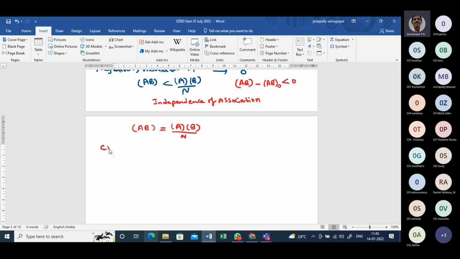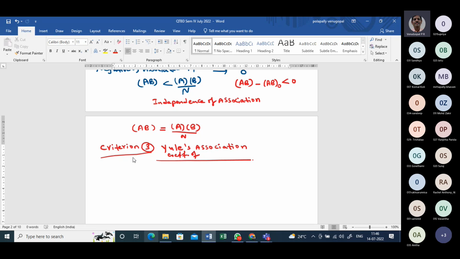Criterion 3. What comes under criterion 3? It is Yule's association. Yule's coefficient of association. Okay, we call this the heading. Okay, children. Here, he defined it as Q.